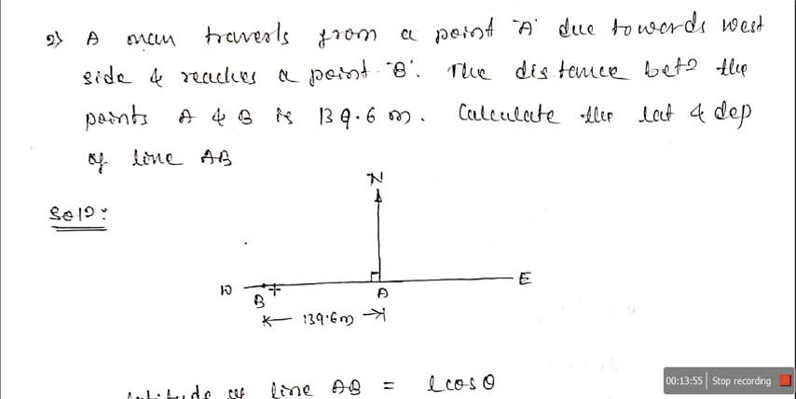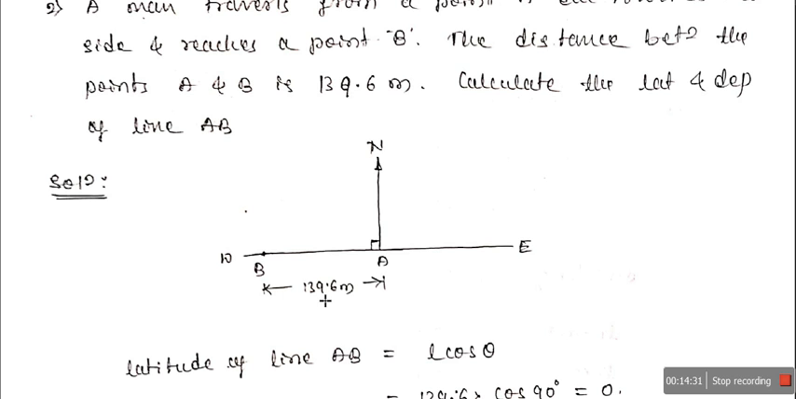So here I am drawing. There is one man at a point A. He is moving towards the west side of that point. Suppose this is north, then west side means this side. They have mentioned due towards the west, which means he is moving exactly towards the west, along the perpendicular with respect to the north direction. The distance AB is 139.6 meters. So our theta value is 90 degrees.